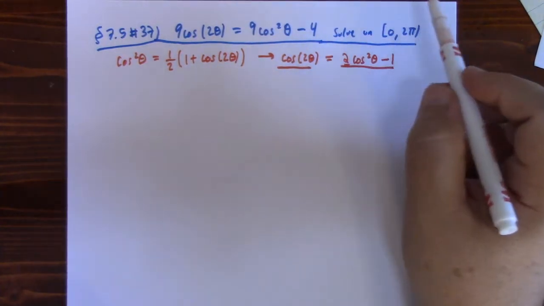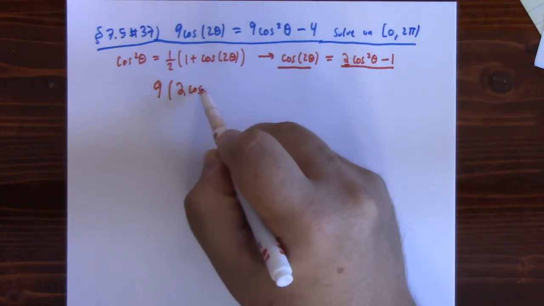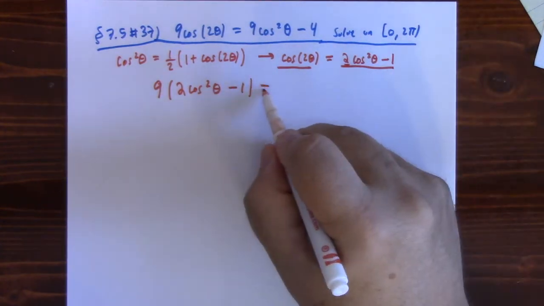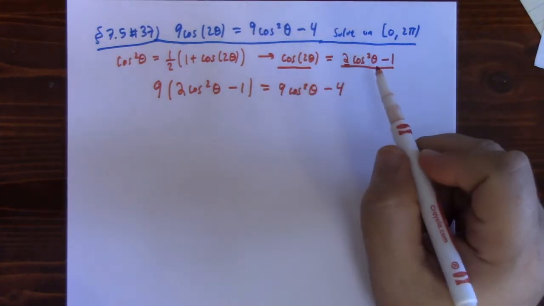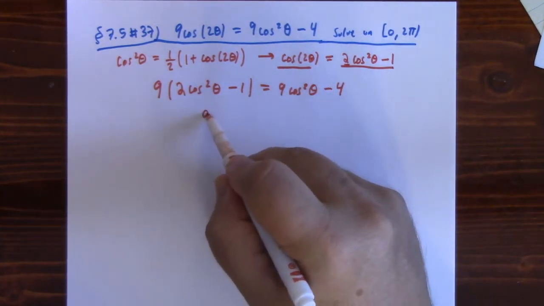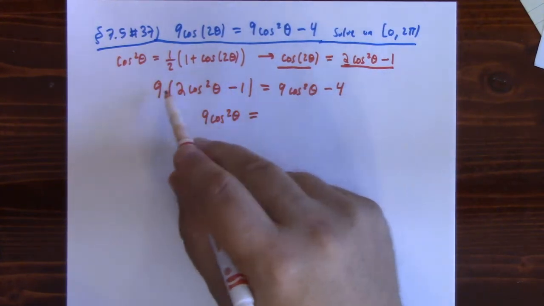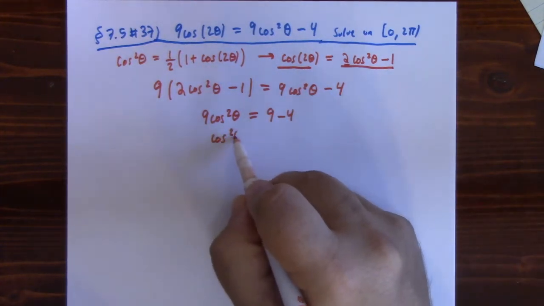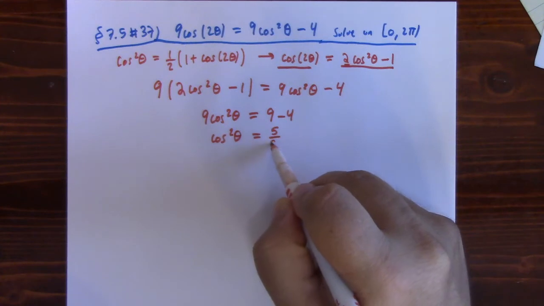And so what we have then is 9 times (2 cosine squared theta minus 1) equals 9 cosine squared theta minus 4. Alright, so I've got an 18 on this side, I've got a 9 on that side, so I subtract the 9 on the other side, and that gives me 9 cosine squared theta is equal to, and I have a minus 9 here, so I add 9 to both sides, I get 9 minus 4, right? So in short, I get cosine squared theta is equal to 5/9.